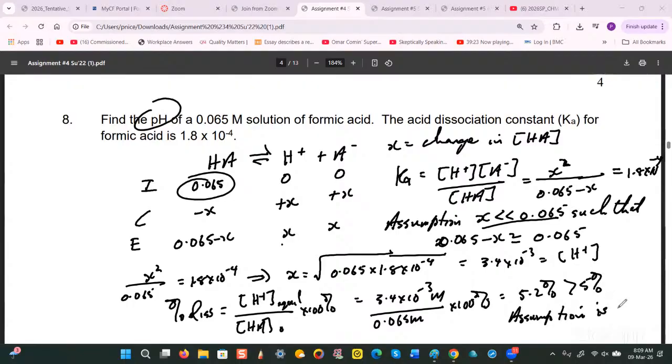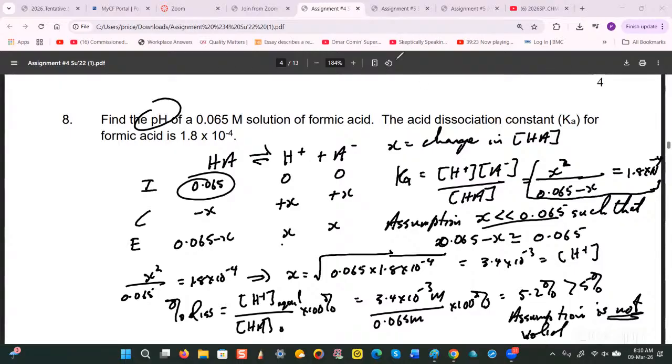Assumption is not valid. So that means we have to come back to this equation here and solve it the longer way, all right? Because I need space, I have to do some erasure here. So let me clear everything. Any questions so far before I erase this? Any questions out there in Zoom?